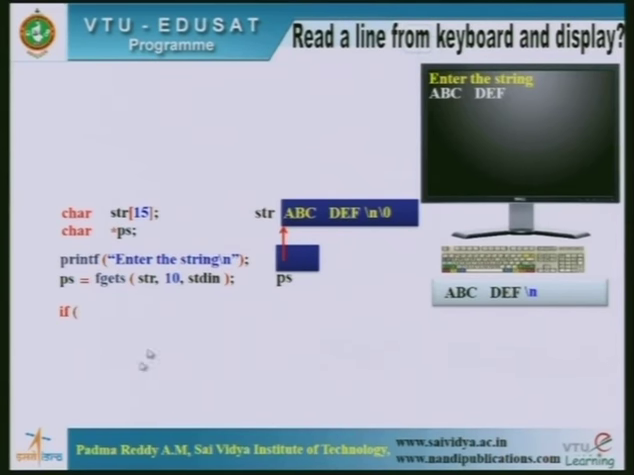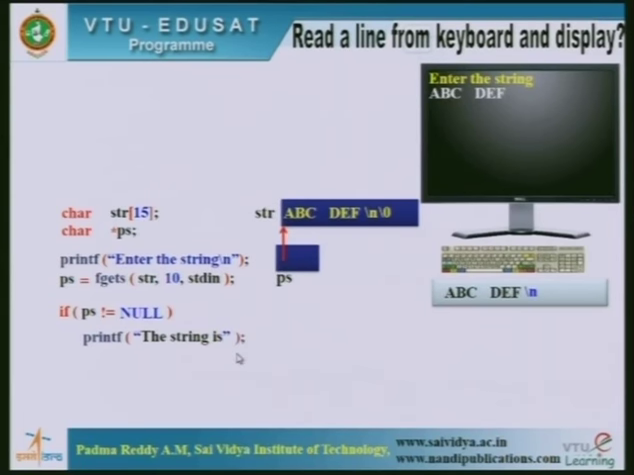Next, suppose the data has not been read successfully from the keyboard. In that case, ps will not point to the beginning of the string. Instead, ps points to null. ps contains null. So here we check whether ps is equal to null or not. If ps is not equal to null, what is the meaning? The string has been read successfully, and what is available in str has to be displayed.